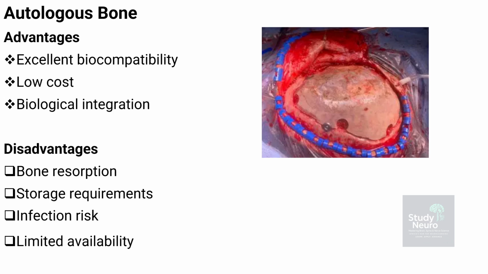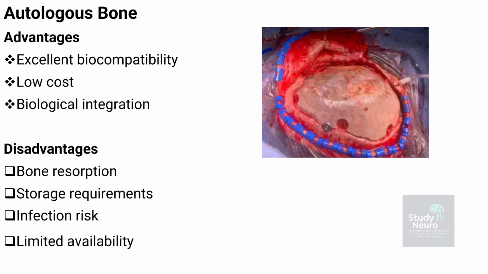Autologous bone uses the patient's own skull for reconstruction, making it one of the most biologically compatible materials available for cranioplasty. It offers excellent tissue integration, is relatively inexpensive, and avoids introducing a foreign implant. These are important advantages.